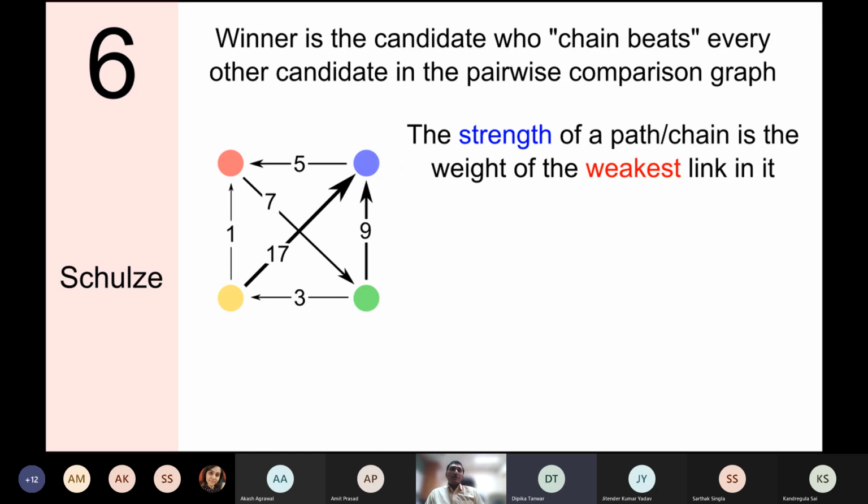What about green, yellow, blue, red? This Z-shaped path. 3, right? Because 3 is the weakest link among 3, 17, and 5. So that's the strength of these paths. A path is only as strong as the weakest link in it. Let me ask you another question. What's the strongest path from red to green?